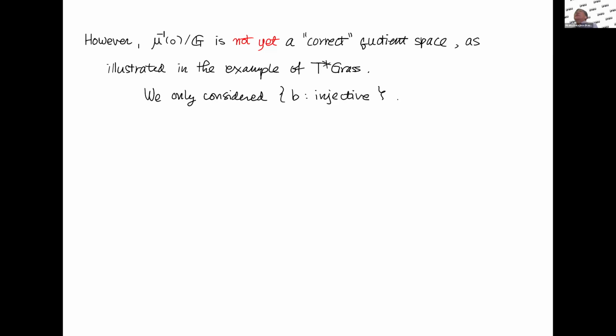However, this quotient space is not yet the correct quotient space. This is already illustrated in the example which I explained in the beginning. I described T star of the Grassmannian as an open subset in a quotient space because we impose this condition, injectivity of B. If we drop this condition, we get a larger space, which might contain this T star Grassmannian, but we must somehow understand what is removed when we impose this condition.